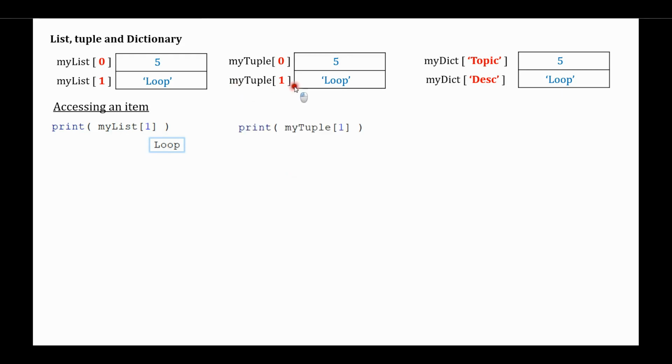A tuple works exactly like the list. To access the data inside, it is exactly like the list. You use the position, and you must take note that you are using square bracket to access it, not round bracket. So you print position 1, you'll see the loop.